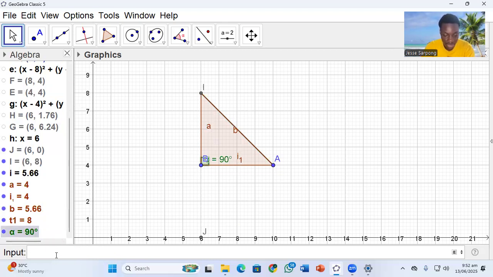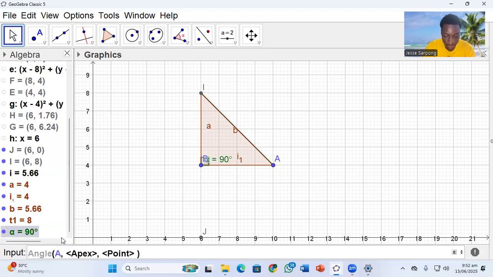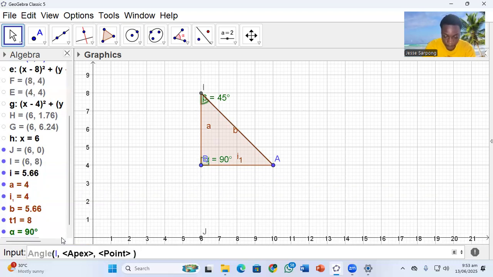The next angle I'll be measuring is A, I, B. Sorry. Next angle I'll be measuring is B, I, A. I've measured the angle, we've gotten 45. Next angle I'll be measuring is I, A, B. Gotten 45 degrees.